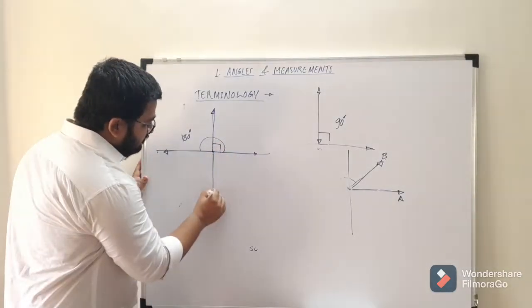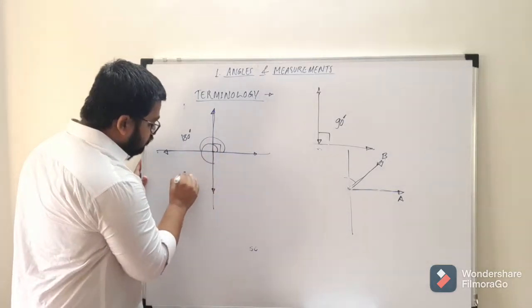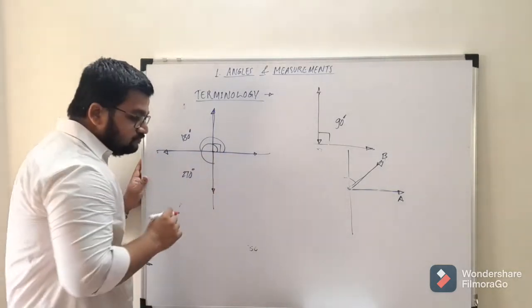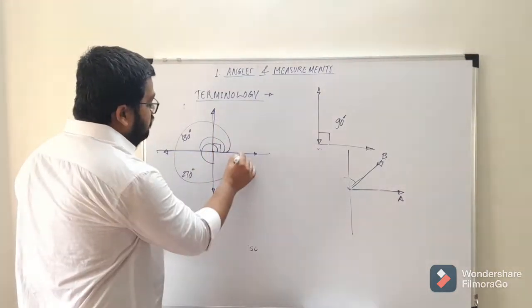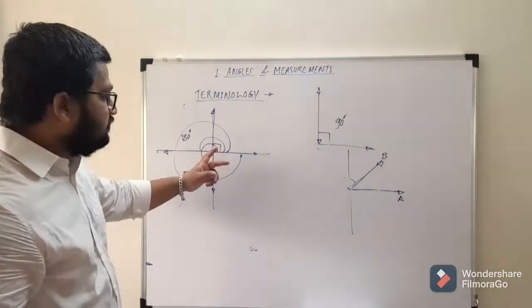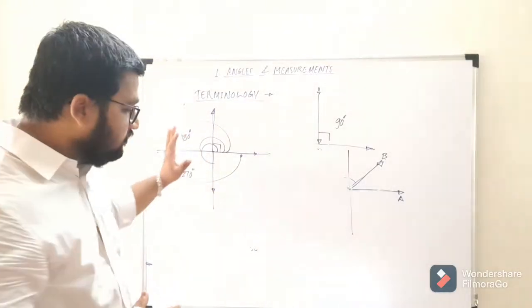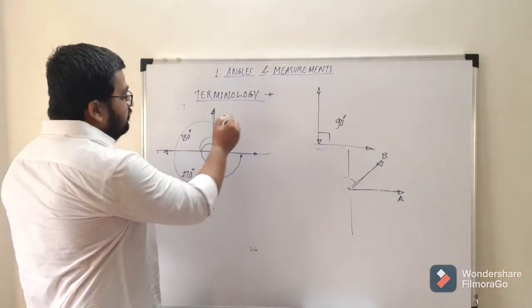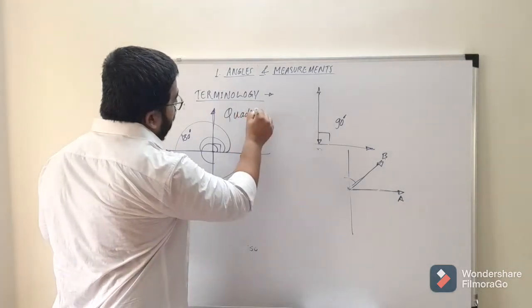Suppose again this is the terminal arm making an angle of 270 degrees, and a complete one rotation will be 360 degrees. So what we saw here, both the arms are either parallel to the x-axis or y-axis, nothing in between. So these are called quadrantal angles. That is, they lie exactly on the quadrant.